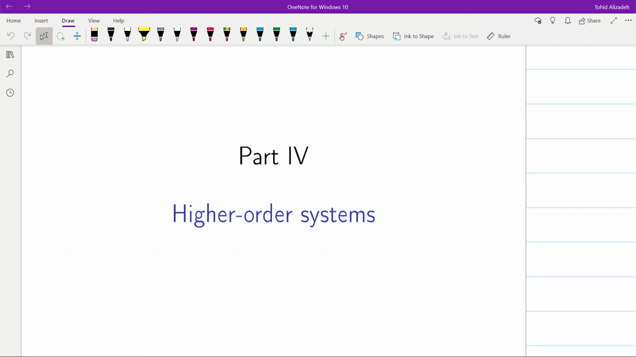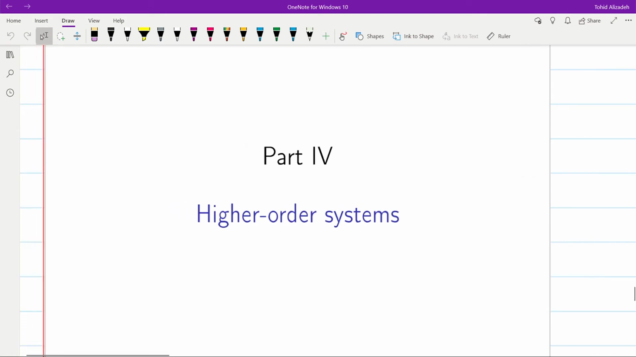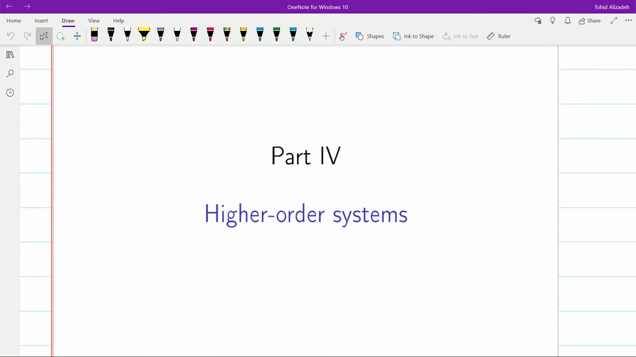Hello everyone. Until now we have considered the step response of the first and second order systems, and we haven't talked about higher order systems. In this lecture we are going to see how we can get a feeling about the step response of systems with more than two poles.